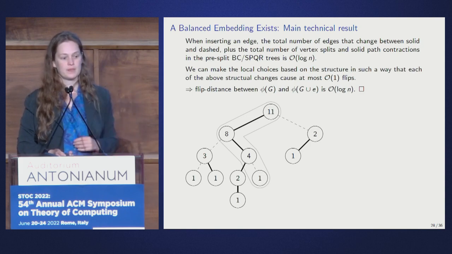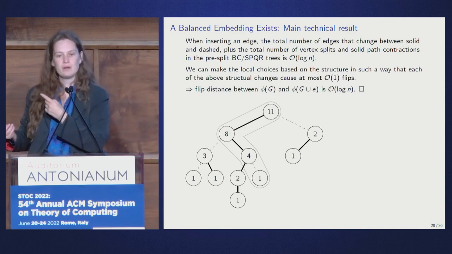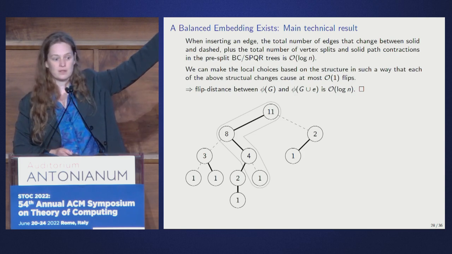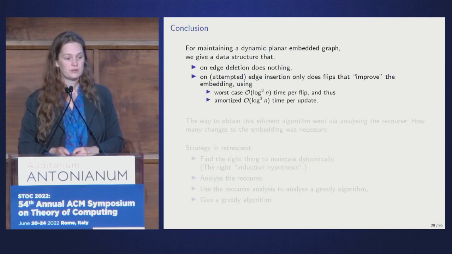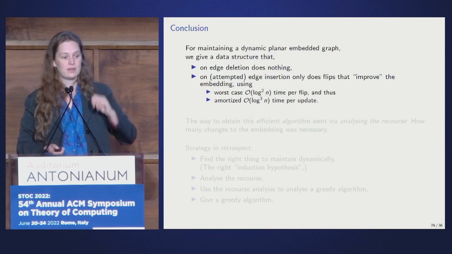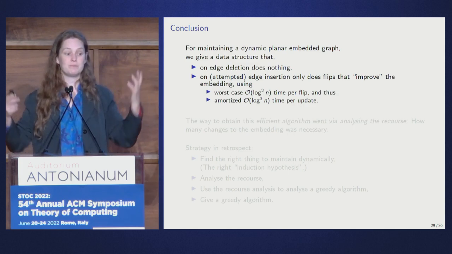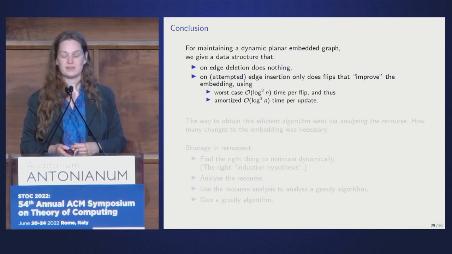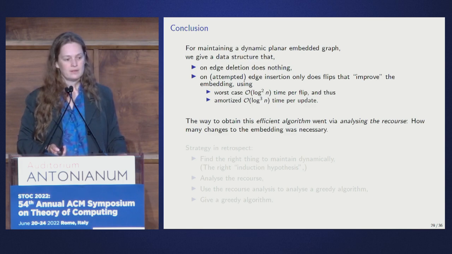The thing is, when we actually do this, it is just this recourse analysis. When we actually use it for dynamic planarity testing, we do not maintain these block cut trees or these SPQR trees. They only serve in this more technical result. Okay. So the conclusion is, we gave a data structure that maintains planarity testing. On edge deletion, it does nothing. When you try to insert an edge, it only does flips that improve the embedding, up to maybe log n that don't, and it uses worst case log squared n time per flip and amortized log cubed n time per edge update.